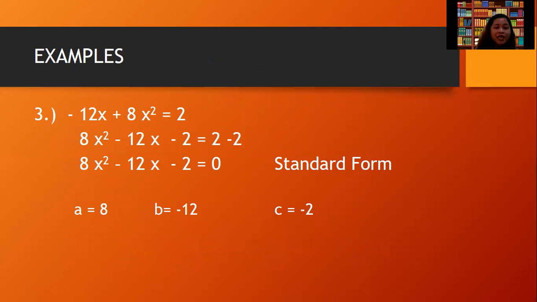Next, third example, negative 12x plus 8x squared is equal to 2. Do you think this is already in standard form? Okay, so we have to convert this one first in standard form.